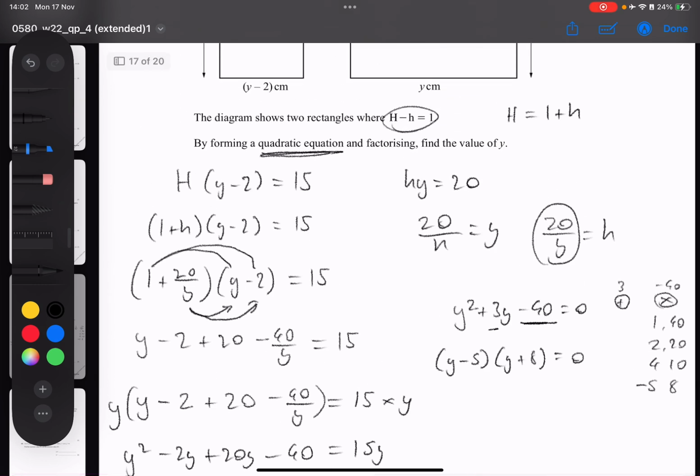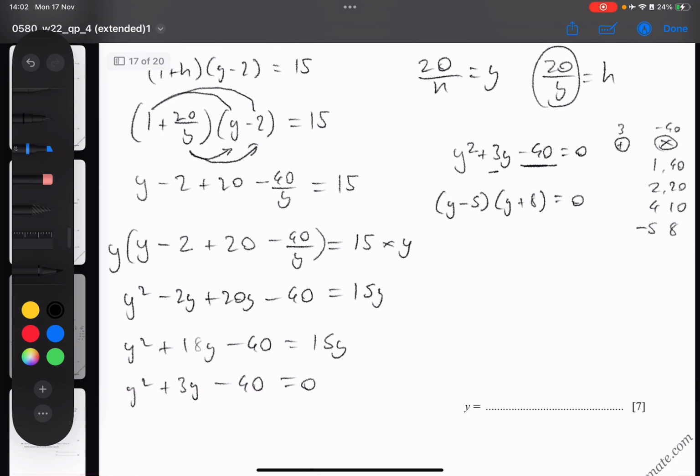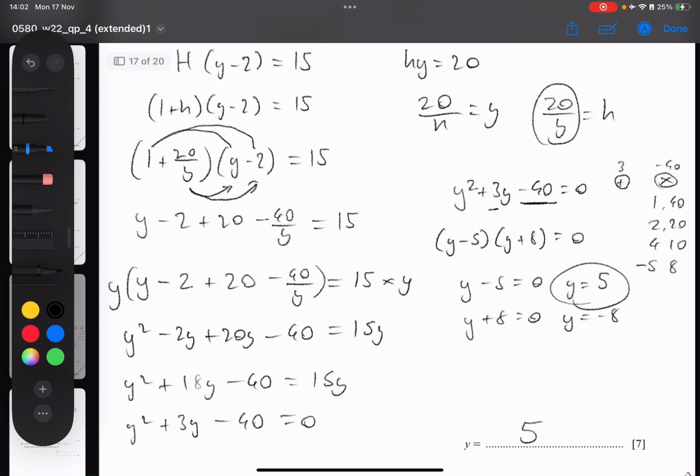Finally, we have to decide what our solution is. What is the value of y? What we're effectively doing here is saying that y minus 5 equals 0 or y plus 8 equals 0. That being the case, in the first instance y is equal to 5, and in the second instance y is equal to negative 8. And we cannot have negative distances, so the solution is y equals 5.